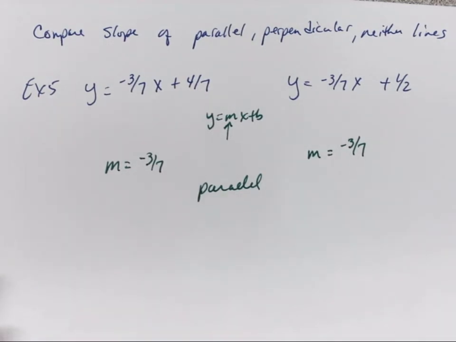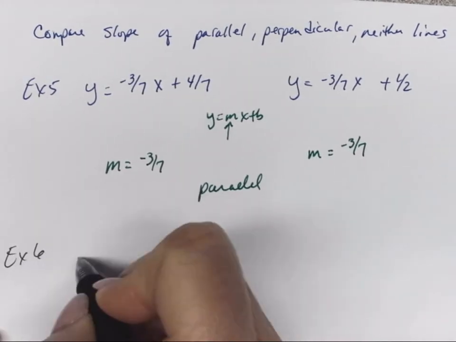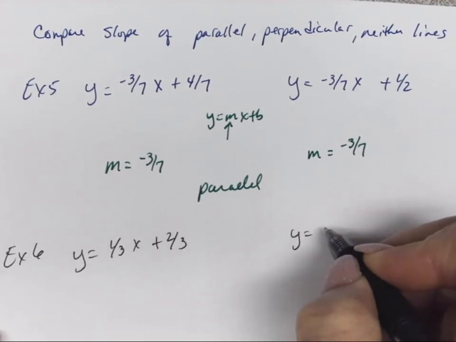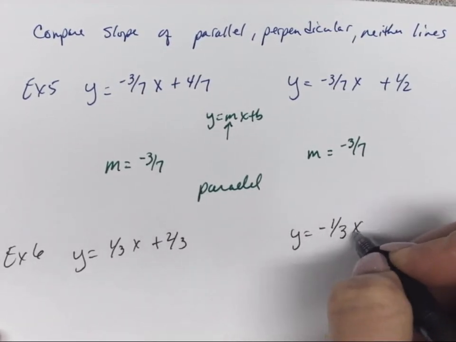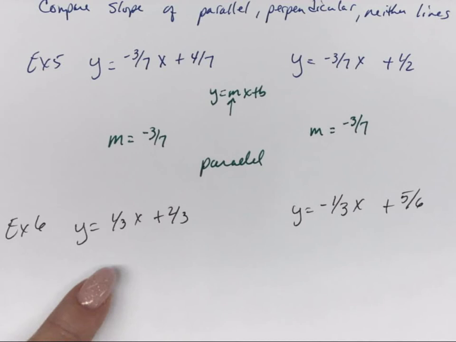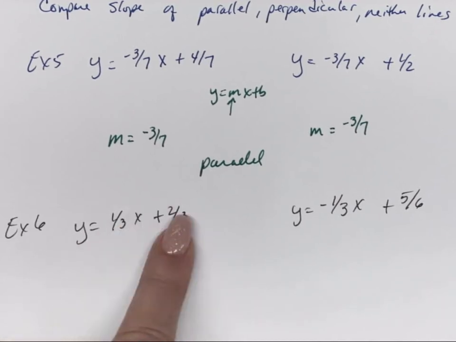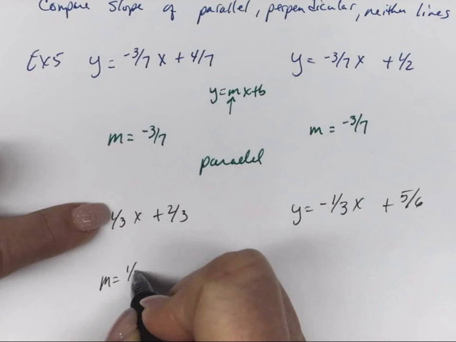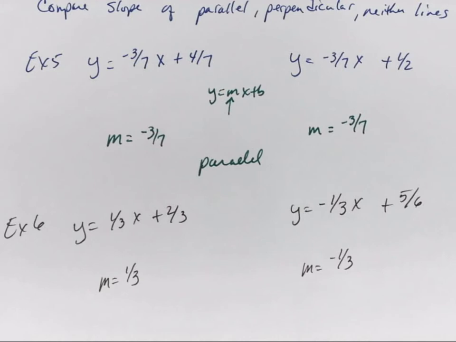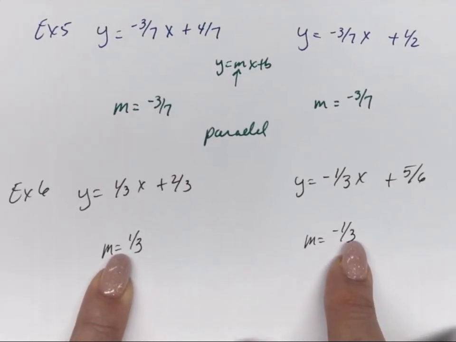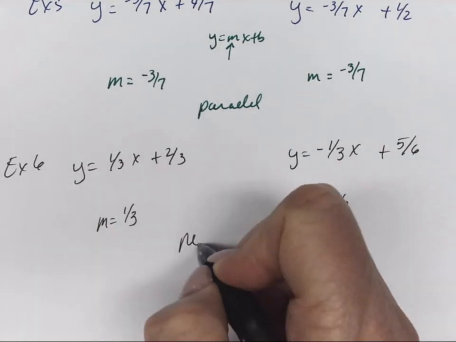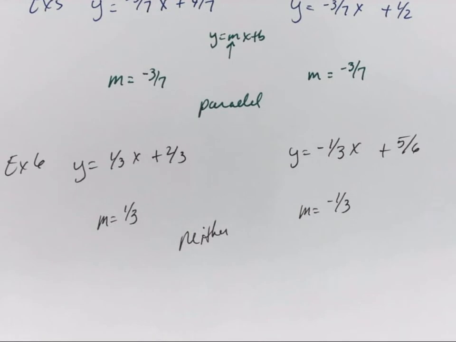All right, let's go do example 6. We have y is equal to 1/3 x plus 2/3, and y is equal to -1/3 x plus 5/6. Again, we worry about what the slope is. So y equals mx plus b. Our m is equal to 1/3, and here our m is equal to negative 1/3. Now, they are not exactly the same, so they're not parallel, and they're not exactly the opposite, so they are not perpendicular. So these would be neither. They're kind of similar and kind of not.